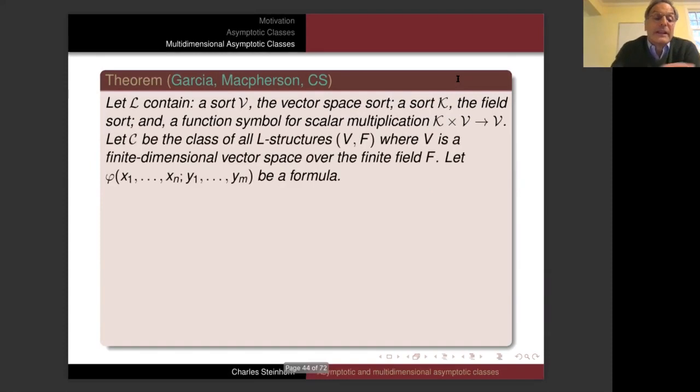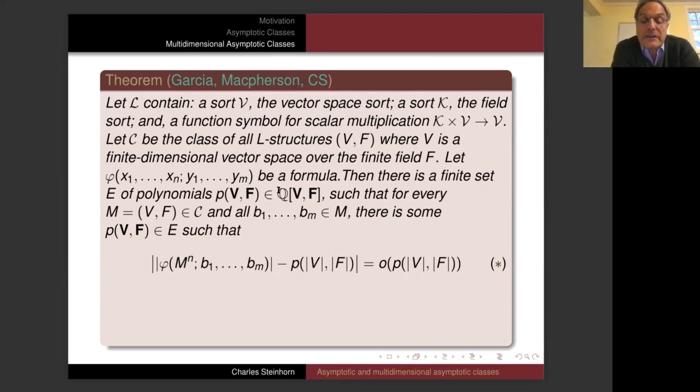So let C be the class of all L structures (that should be a script L, a typo I missed) VF, where V is a finite dimensional vector space over the finite field F. And now let, again, phi of x1 through xn, y1 through yn be a formula where the x's, as usual, are the variables whose solutions you're trying to count, and the y's are the parameters.